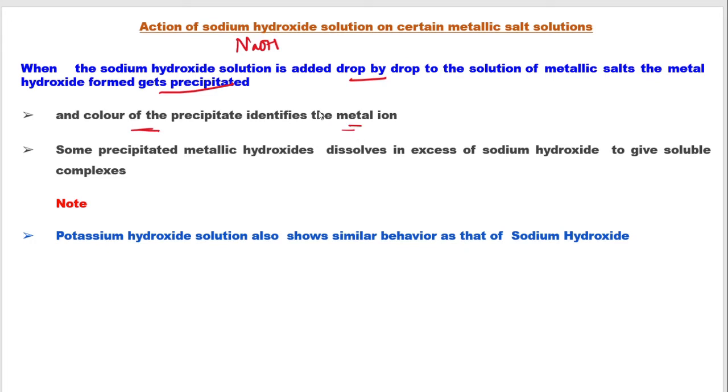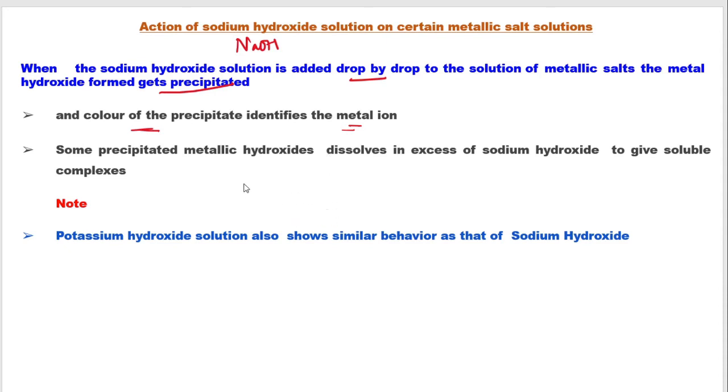Suppose if we form a blue colored precipitate, we can identify the metal present as copper. Now we will also see whether the precipitate is soluble in excess sodium hydroxide or not. There are various precipitates which will not dissolve when you add an excess amount of sodium hydroxide, but there are also some metallic hydroxides which dissolve when you add excess sodium hydroxide.